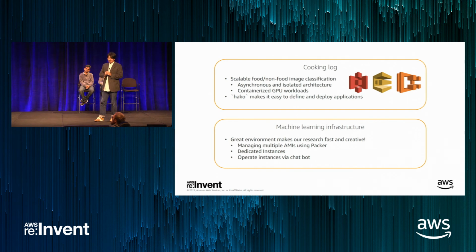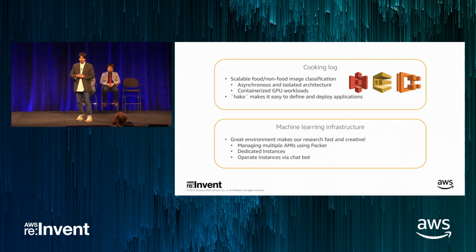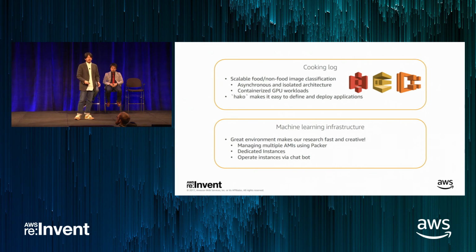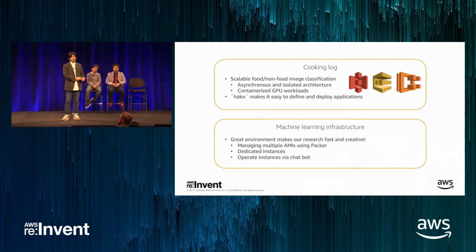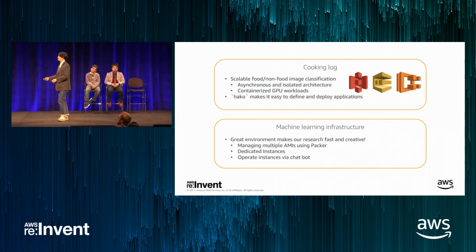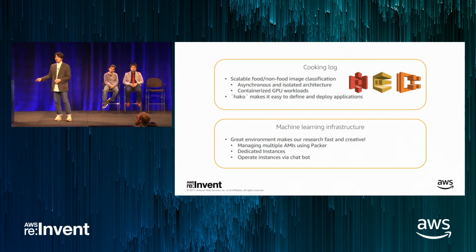I'm going to wrap up the session. We introduced the cooking log using deep learning at scale, and adopted an asynchronous and isolated architecture with ECS. And we also make great use of AWS's GPU accelerated instances for our experiments.